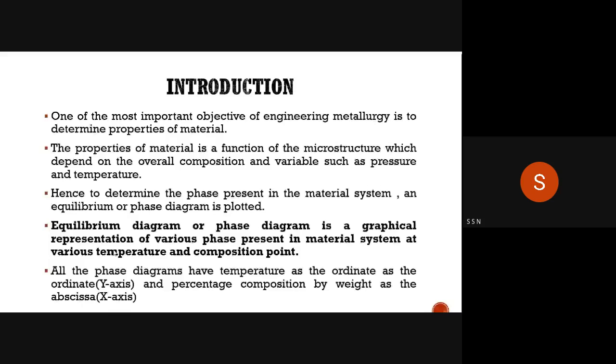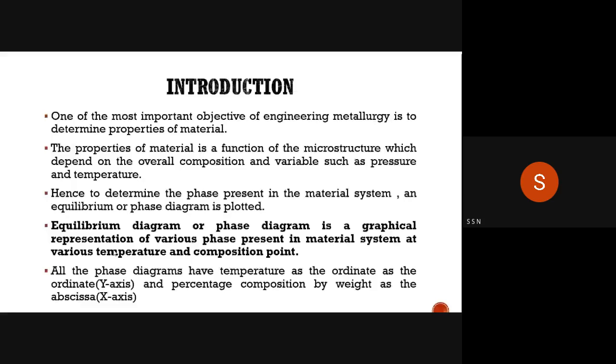Compositions, we have to find out what are the phases of the material system. Suppose it is one kind of alloy, that may be pure metal, or that may be alloy, or that may be a eutectic system. For those things, we can find out the phases at various temperature as well as for various composition through this equilibrium diagram. So finding the phases for various temperature and composition is very, very important in the material science.